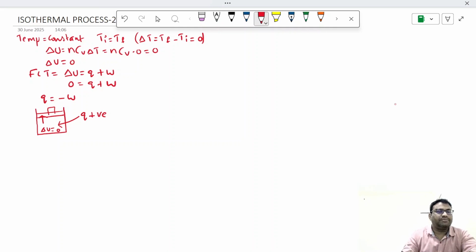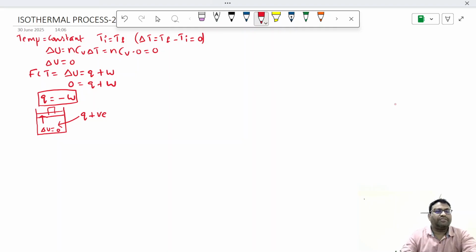According to sign convention, work done by the system is taken as negative, and heat absorbed by the system is taken as positive. So from this, we understand that whatever heat is absorbed by the system is used by the system to do work.